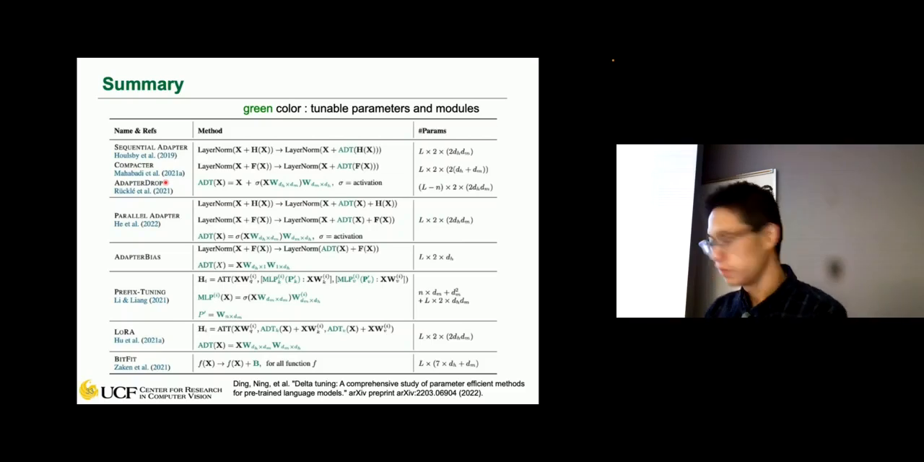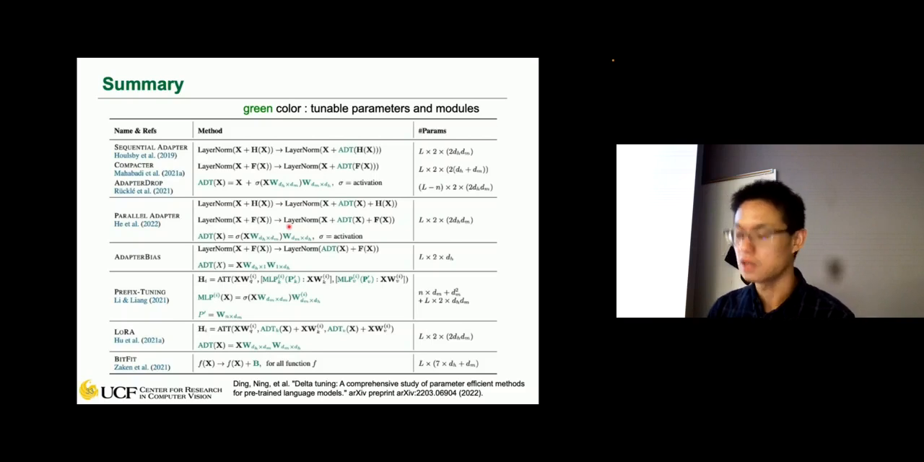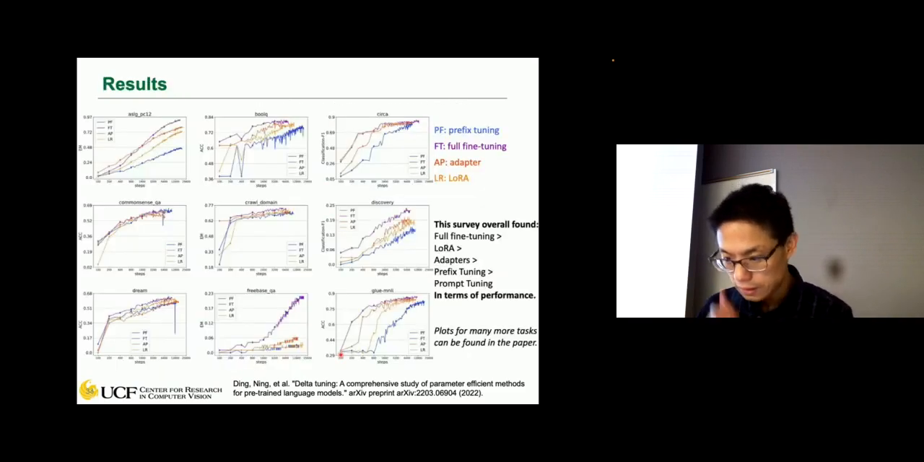So here, I'll give you a very quick summary of this particular paper, Delta Tuning. They study all these different parameter efficient fine-tuning strategies for language models, and the green color indicates the tunable parameter modules. I'm not going to go through each of them, but if you're interested, you can check which method tunes which part, indicated by this green color, and how many tunable parameters we have for a particular method.